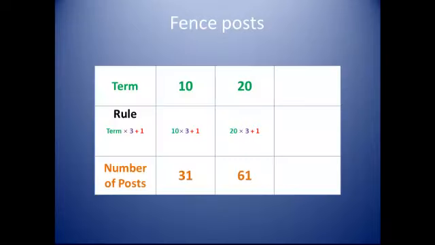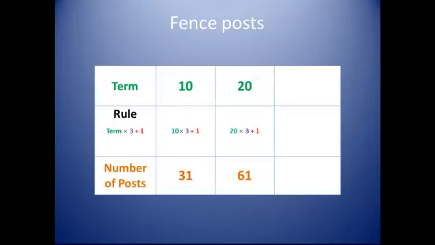We know that 3 sections of fencing is 3 times 3 plus 1, 10 posts, and that 4 sections of fencing is 3 times 4 plus 1, 13 posts. So 10 sections of fencing must be 3 times 10 plus 1, 31 posts. 20 sections of fencing is 3 times 20 plus 1, 61 posts. Now, how many sections are needed for the entire fence?